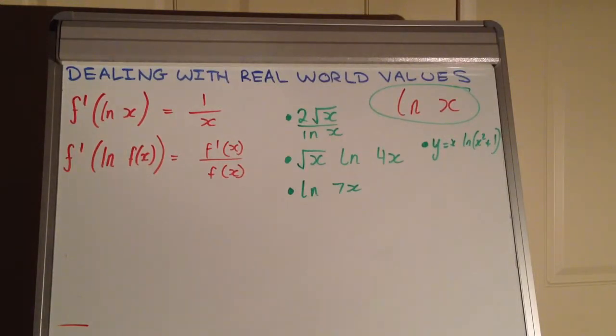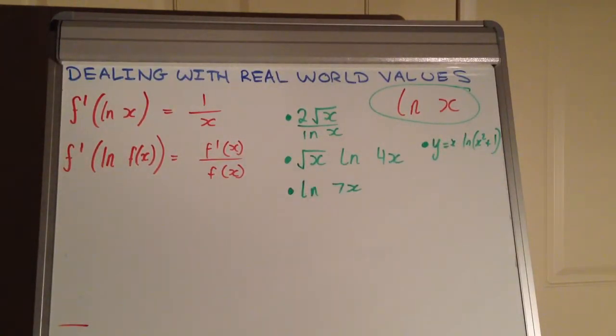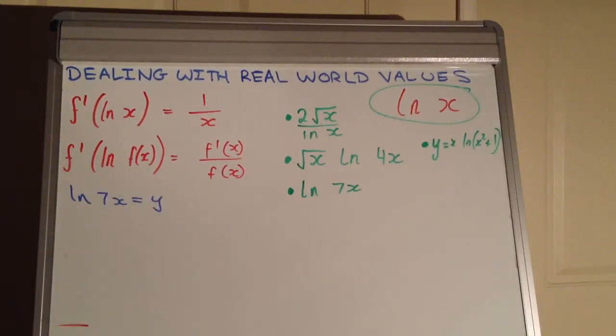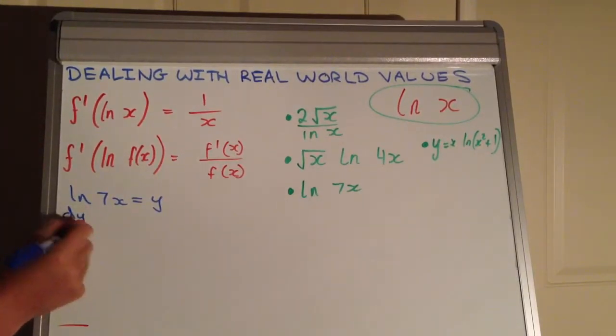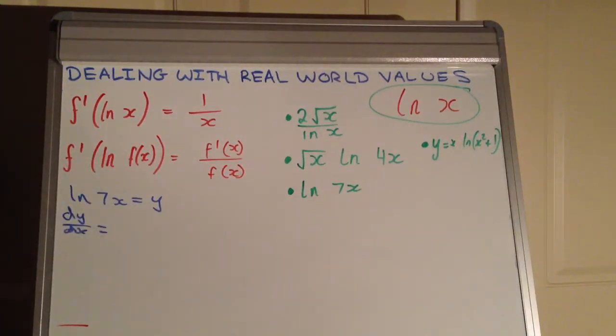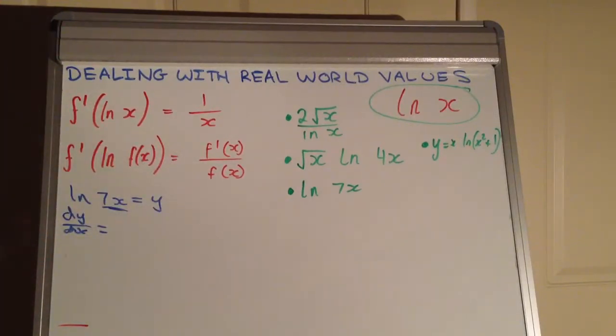So let's have a go at doing a basic function. In fact, that one's probably the easiest one to start with. So we have y equals ln 7x, and we want to find the derivative of this function. We want to differentiate it. So dy over dx equals, and essentially what we have here is an ln f of x. So we take the derivative of that function there, 7x, and from that we divide it by the original f of x as is.